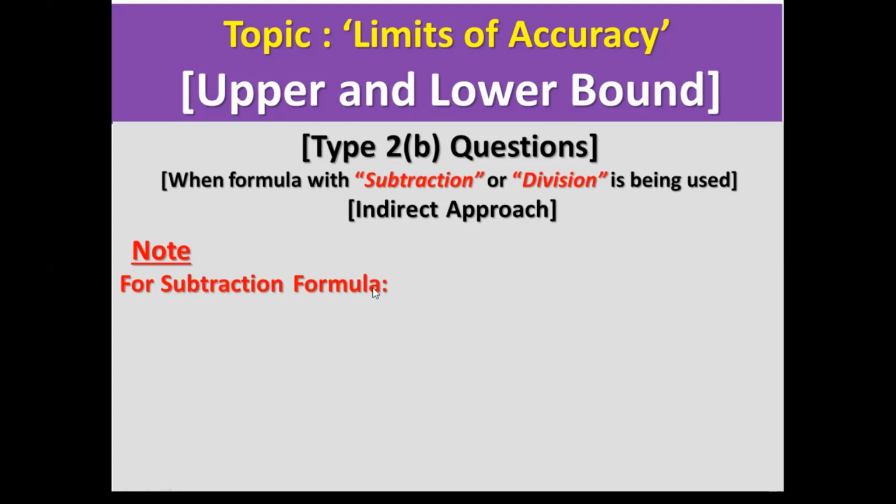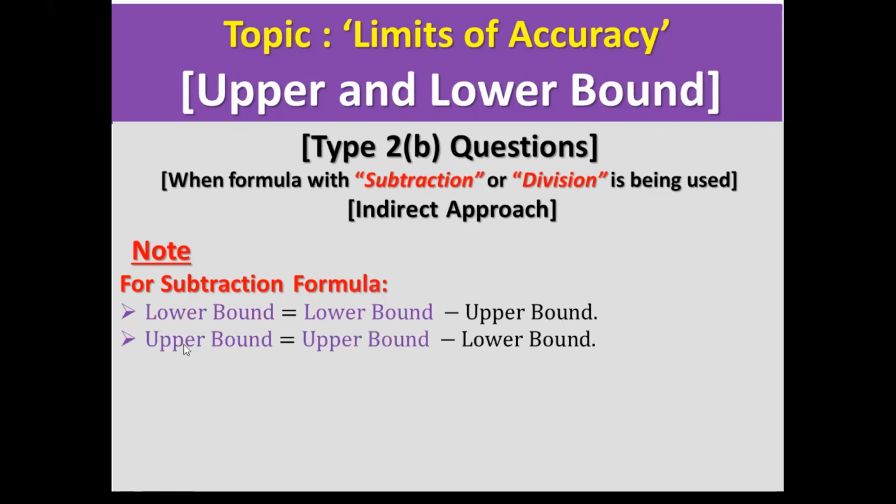This is for the subtraction formula. In the subtraction formula, if you are going to find lower bound, the first value must be lower bound and the second value must be upper bound. And if you are going to find upper bound, the first value will be upper bound and the second value will be lower bound.